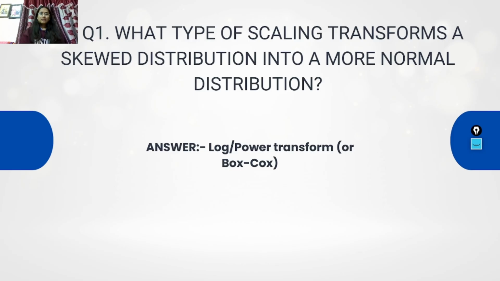So question number 1, what type of scaling transforms a skewed distribution into a more normal distribution? When data is heavily skewed, we don't want to apply normal scaling directly. Instead, we use transformations like log or power transformation to make the distribution closer to normal.